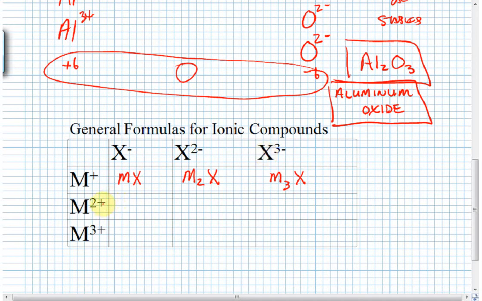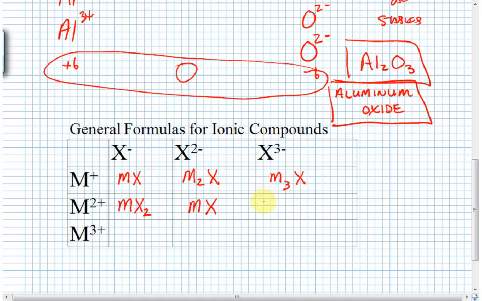In this case, now jump down a row. I've got a metal with a +2 charge, an anion with a -1 charge. The formula here is going to be MX2. I need 2 of the -1s to balance the +2. In the middle case here, I've got a +2 and a -2. That one's pretty easy. That's going to duplicate the situation where I have 1 ion and 1 ion. In this case, the +2 exactly balances the -2. So that's not a new case. Notice that the formula here is the same as the formula here, even though the ion charges are different. The key is that the charges are the same.